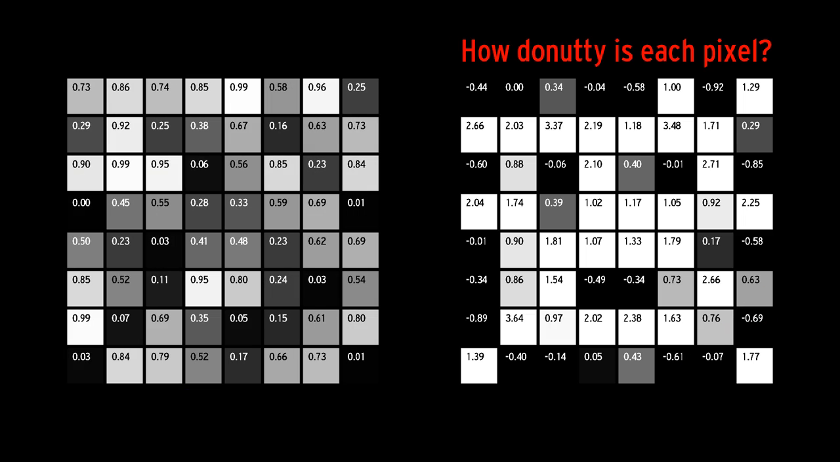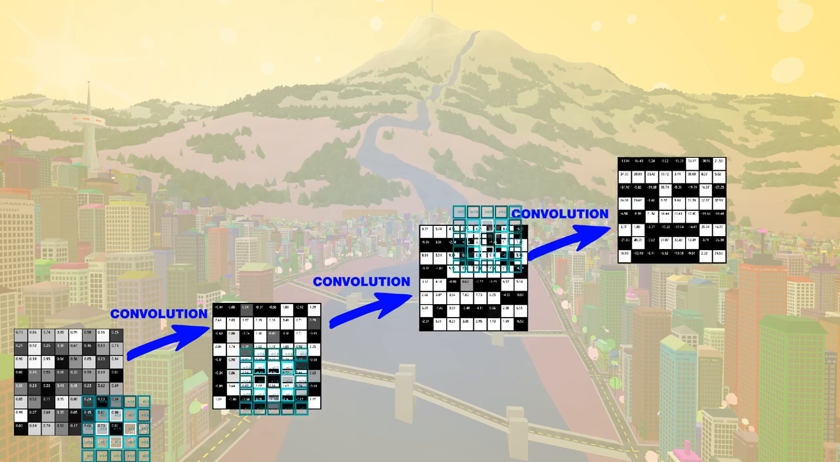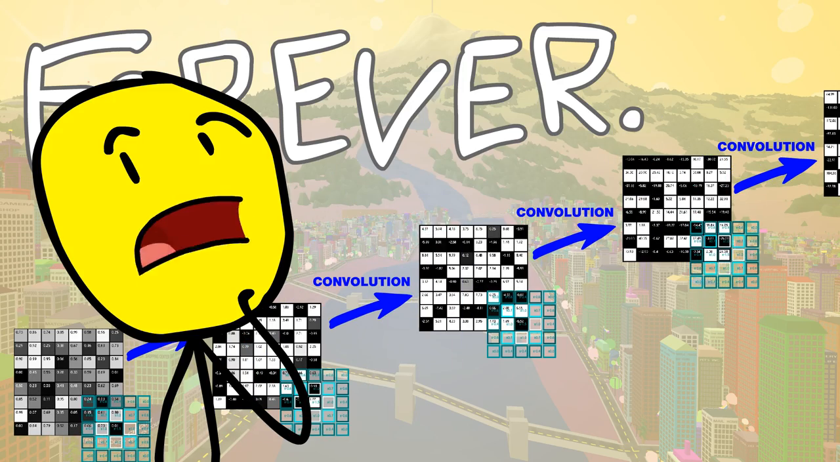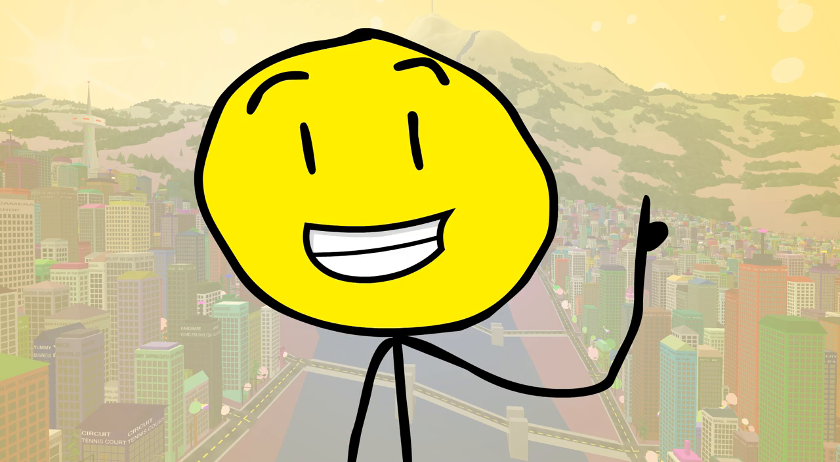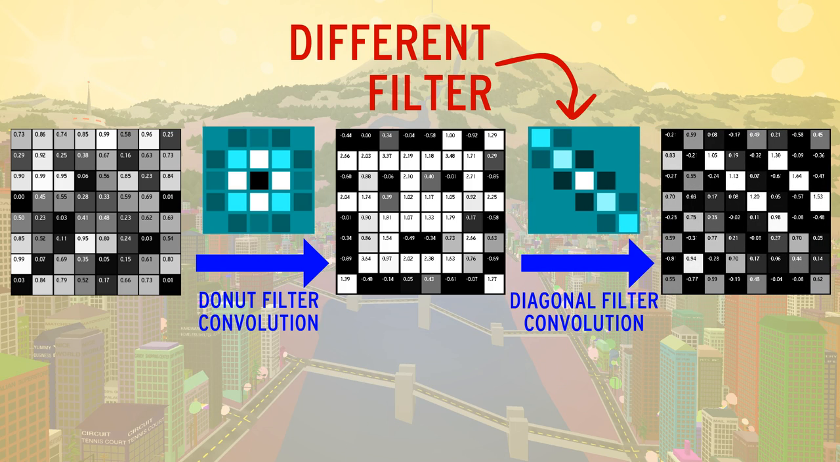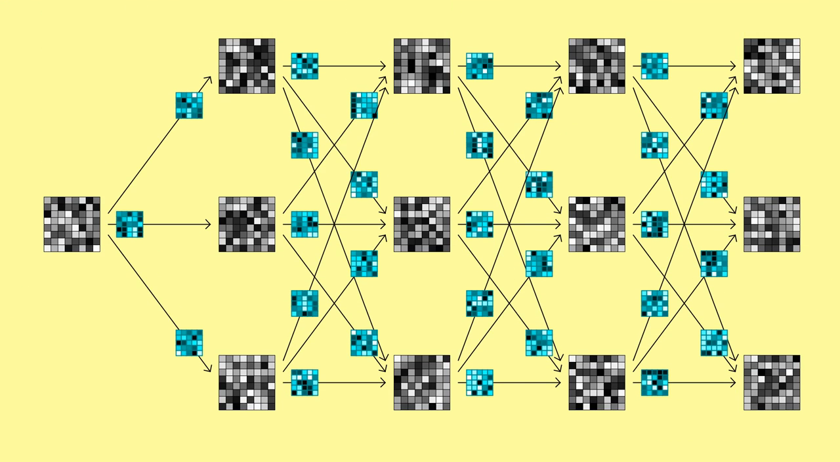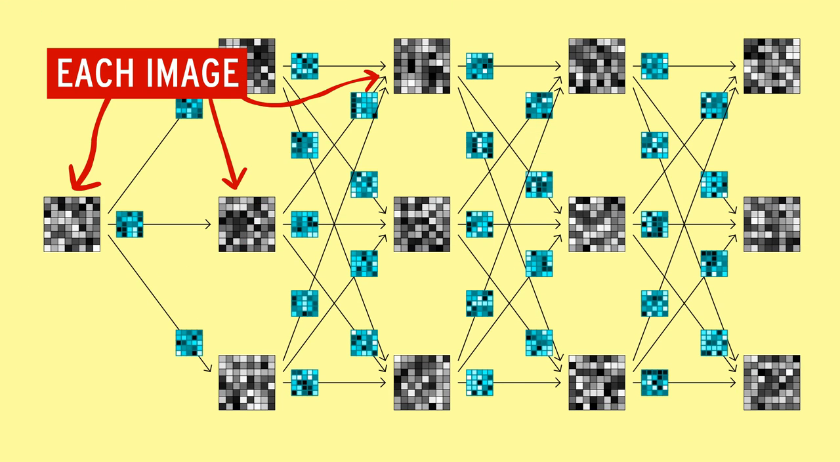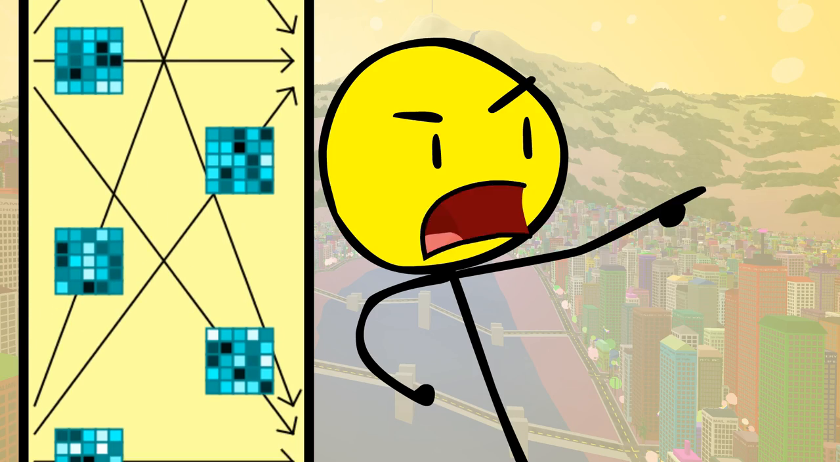So if we wanted to, we could apply this filter to the image once, and then again, and again, and again, forever. To be honest, that's actually not very interesting. What is interesting is if you apply a different filter in the second layer, and a different filter in the third layer, and so on. And also if you apply multiple filters to each image, creating this giant web of filters, each looking for different things. Since each filter can be different, you don't have to be searching for just donuts.